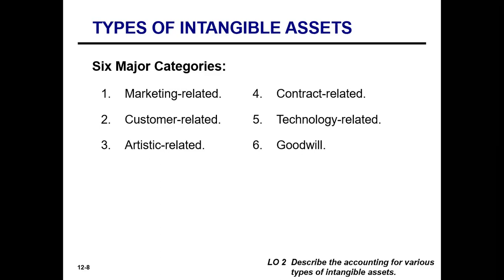Contractually related, these are things like franchise licensing agreements, construction permits, broadcast rights, and service or supply contracts. Technology related intangible assets include innovations or technological advances, patented technology, or trade secrets granted by the U.S. Patent Office or Trademark Office.